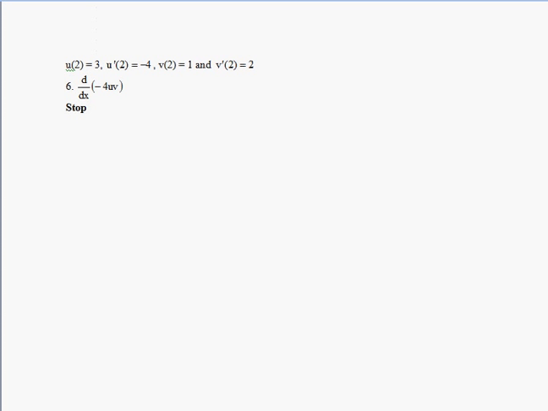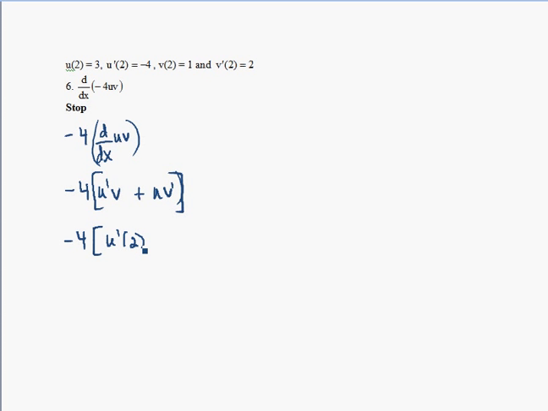So lastly, our last example is we have a constant multiplier times a product. So we could just rewrite this as -4 times the derivative of u times v. Well, here's another product. We've already seen this problem, but we'll just do it out again. So this would be u prime v, I'm going to put that -4 up front, plus u v prime. So that's -4 times u prime of 2 v of 2 plus u of 2 v prime of 2.